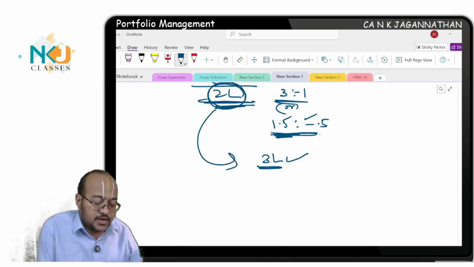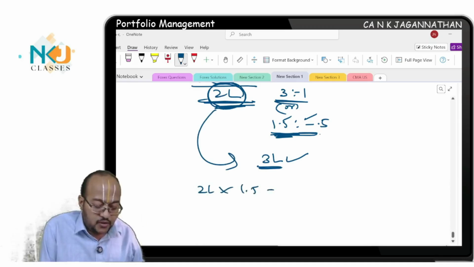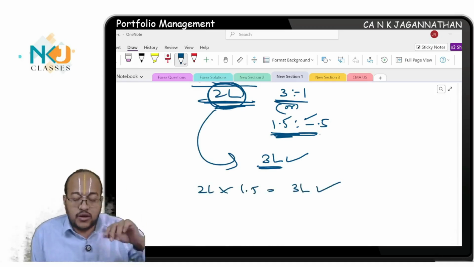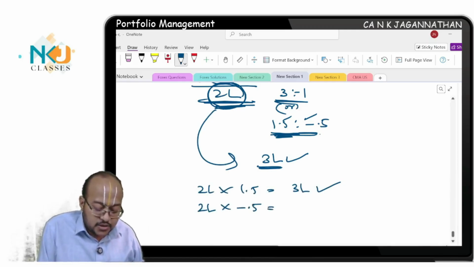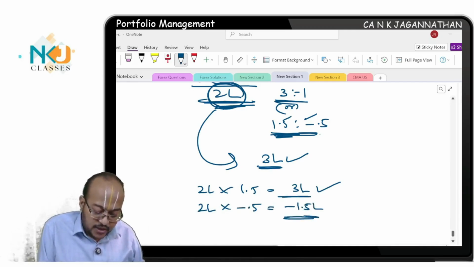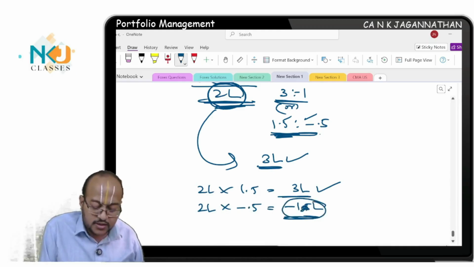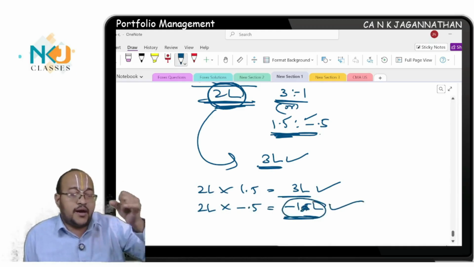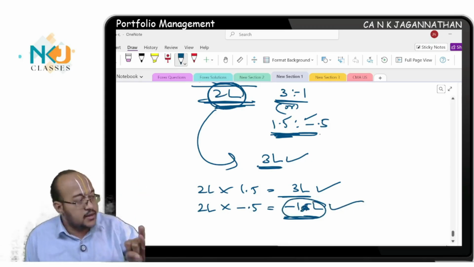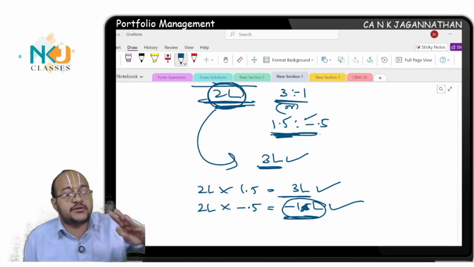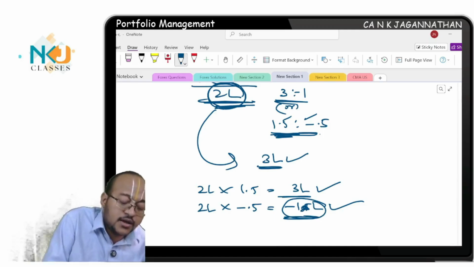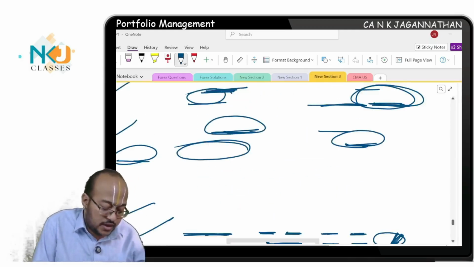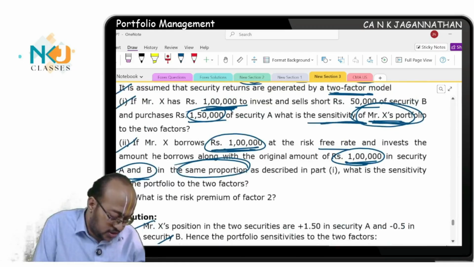Are you listening to what I am trying to say? See, very simple. 2 lakh into 1.5, how much is that? 3 lakh. You borrow. You invest 3 lakh in security A. 2 lakh you have in hand into minus 0.5 is equal to minus 1 lakh. What do you mean by this? This is short selling. You have 1 lakh in hand, you borrow 1 lakh, then you short sell security B to the extent of 1 lakh. Totally you will have 3 lakhs. This 3 lakhs you invest in security A. Are you listening? This is how you should do. If you invest this 3 lakh amount, then what will be your position? That is what they are asking.